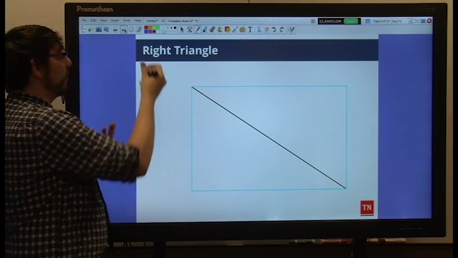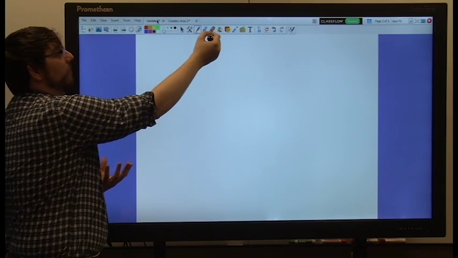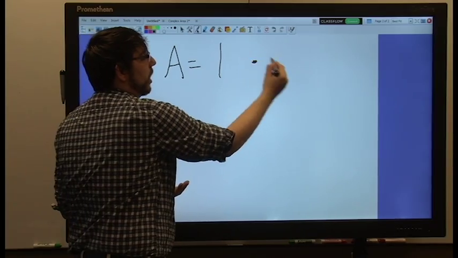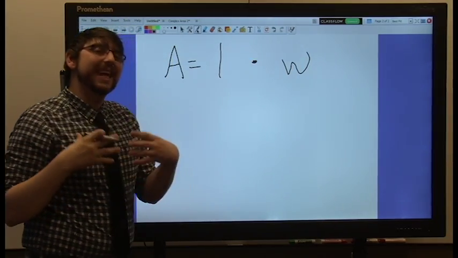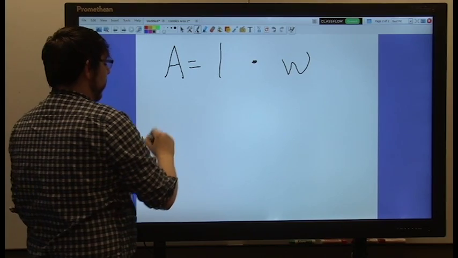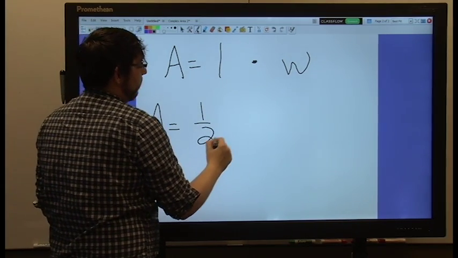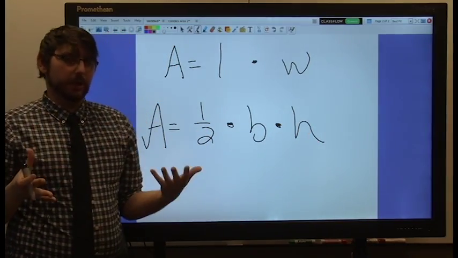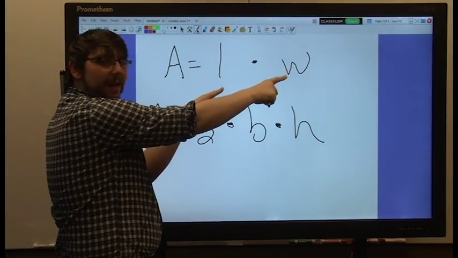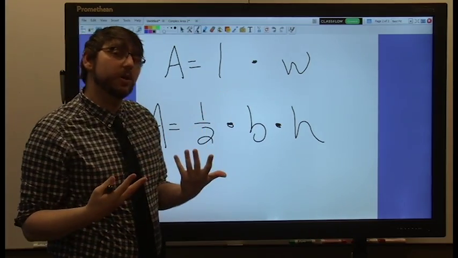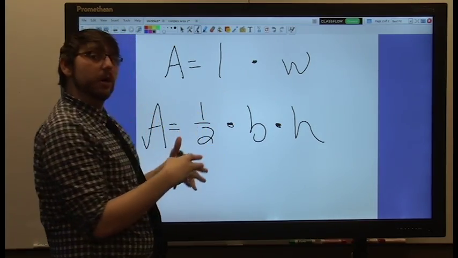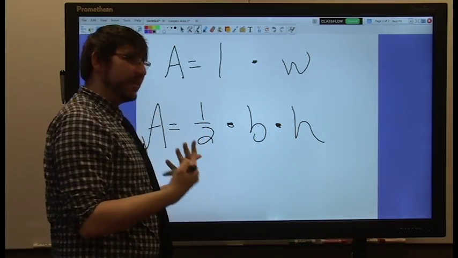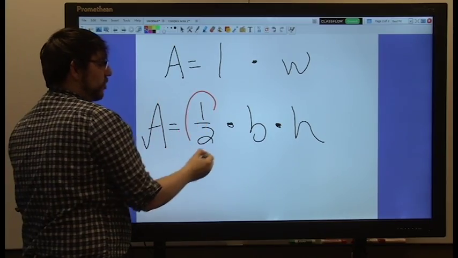Now, if we look at the area formulas, the area formula for a rectangle is area is equal to length times width. If you look at the area formula for a triangle, area equals 1/2 times base times height. These should look very similar to you. There's two unknowns for the rectangle, the length and the width. There's two measurements in question. There's also two unknowns or two measurements in question for the triangle. That is the base and the height. The only thing that's different between the two is this 1/2.